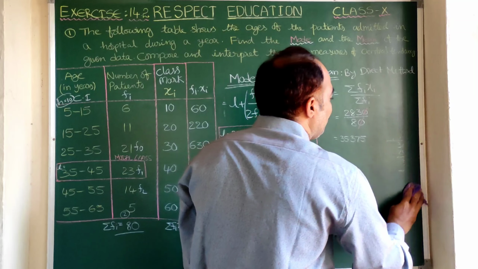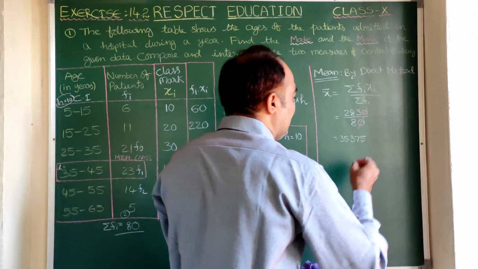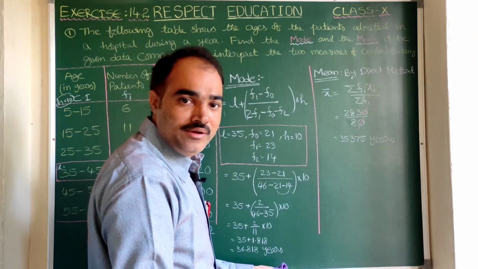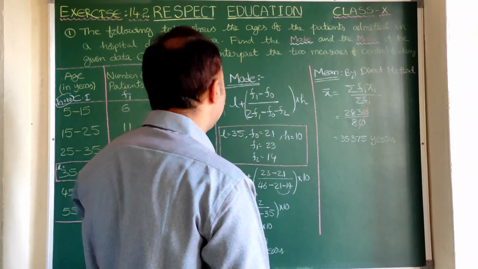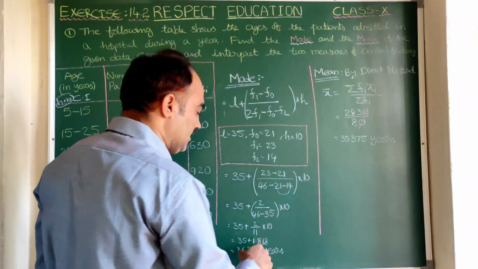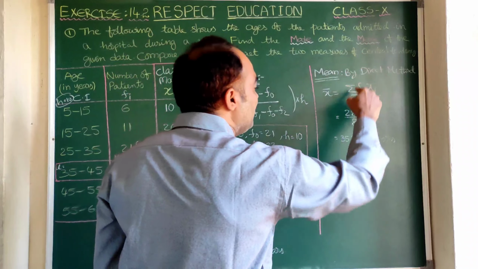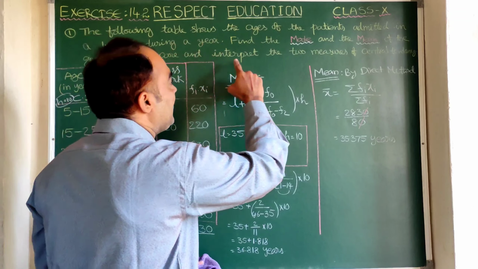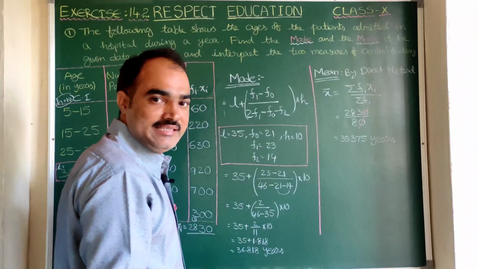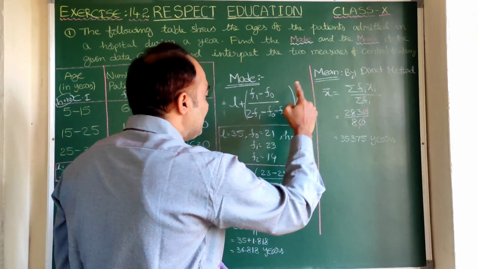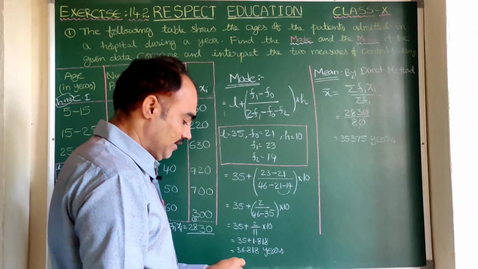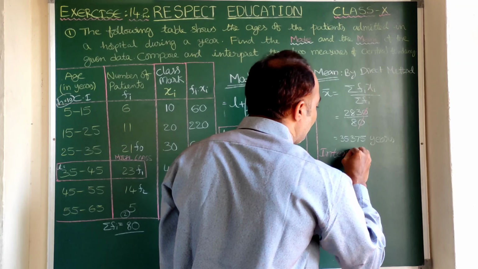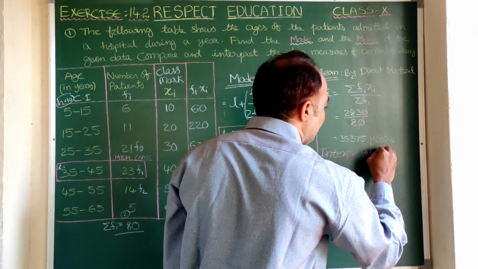So here let us write the simplification part now. So here this is 35.375 years. Now you read the question. In the question, find the mode, that is found, and the mean. Mean is also found. Now the question is to compare and interpret the two measures of central tendency. So let us compare the values of mode and mean. So here let us write the interpretation.